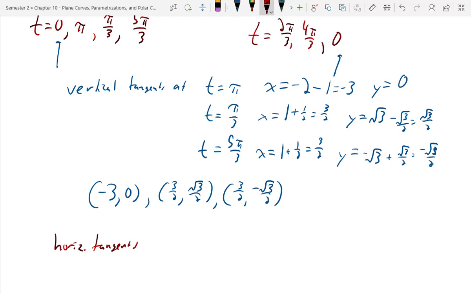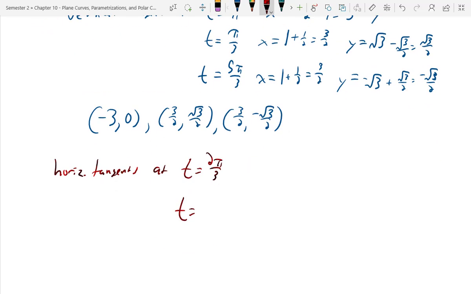You have horizontal tangents at t is equal to 2 pi over 3, and t is equal to 4 pi over 3. This actually might be the worst thing ever. So you're going to like the ones that don't have trig, for obvious reasons. But let's plug in this.